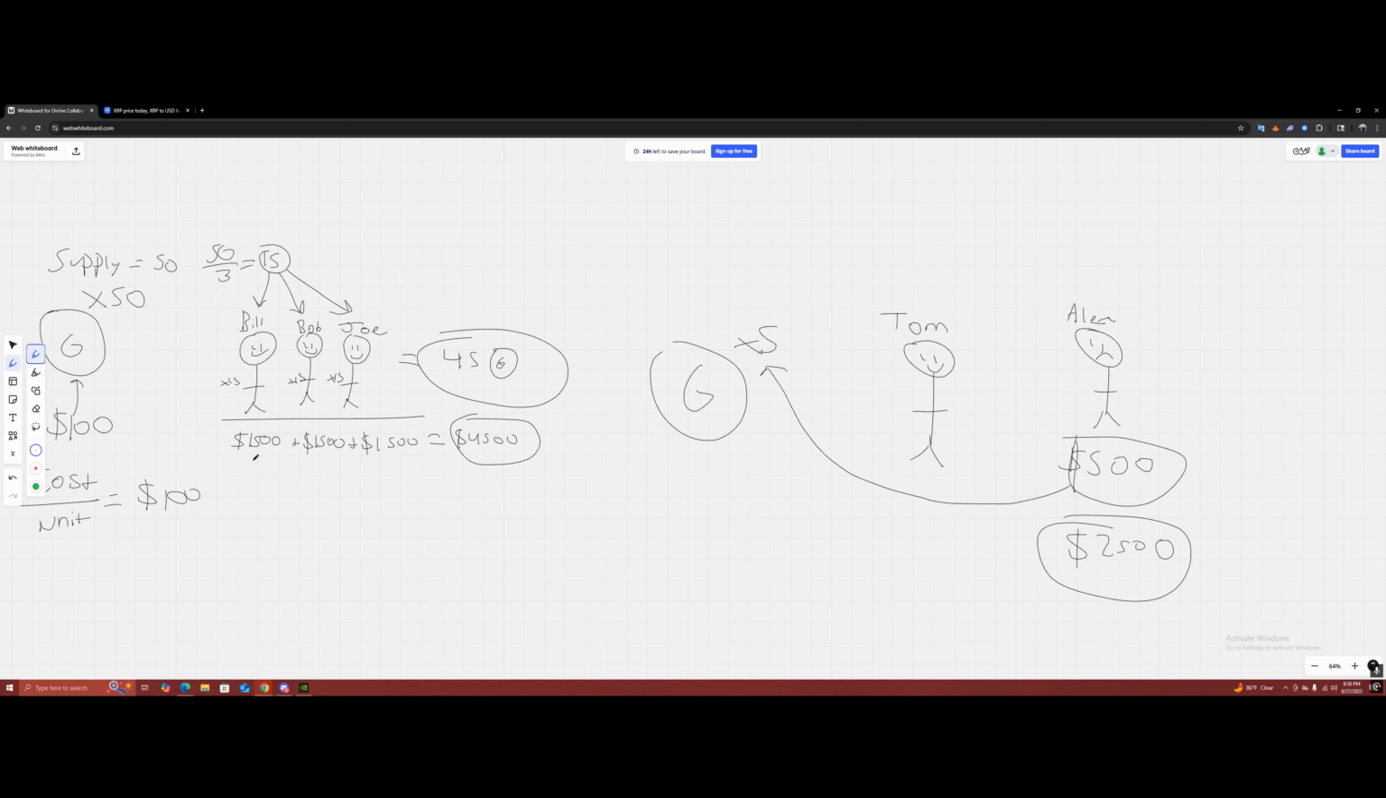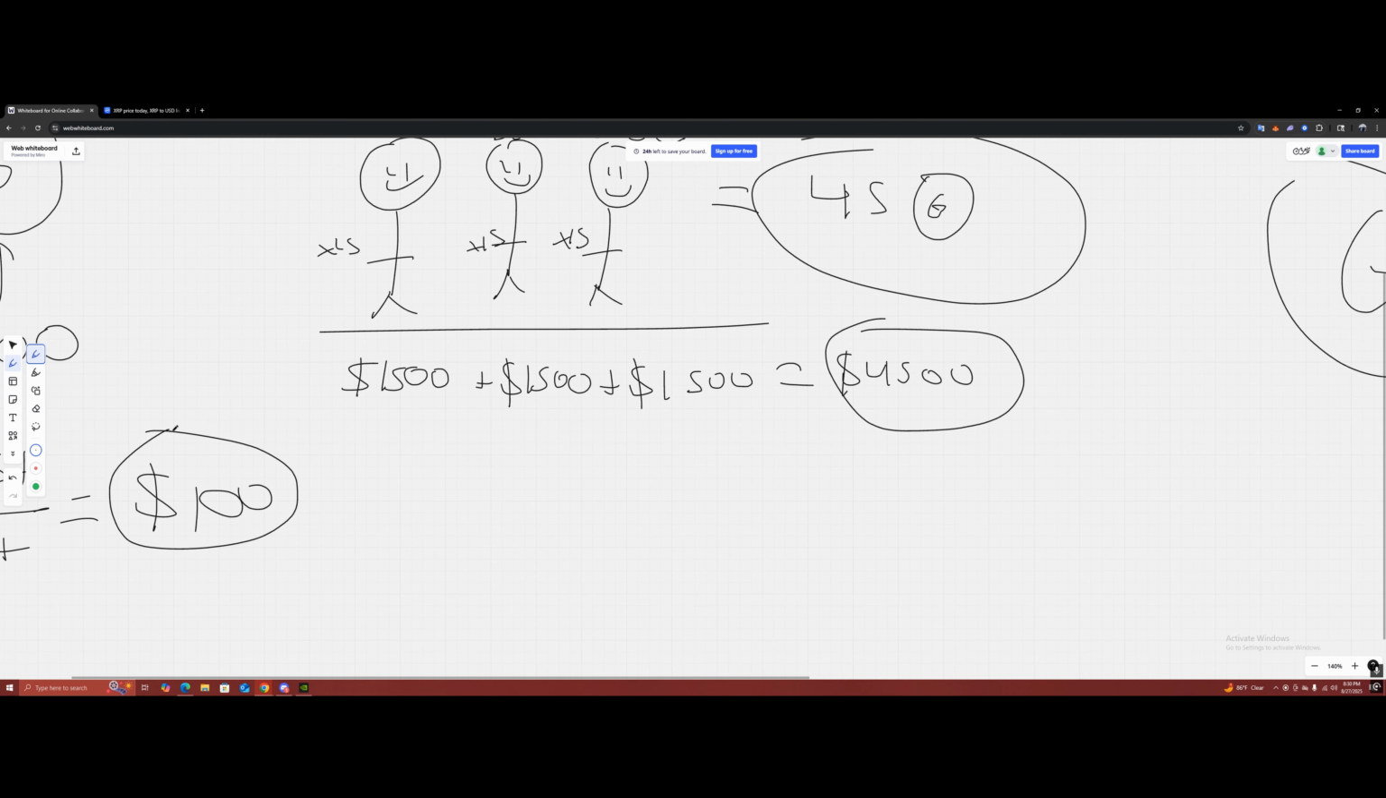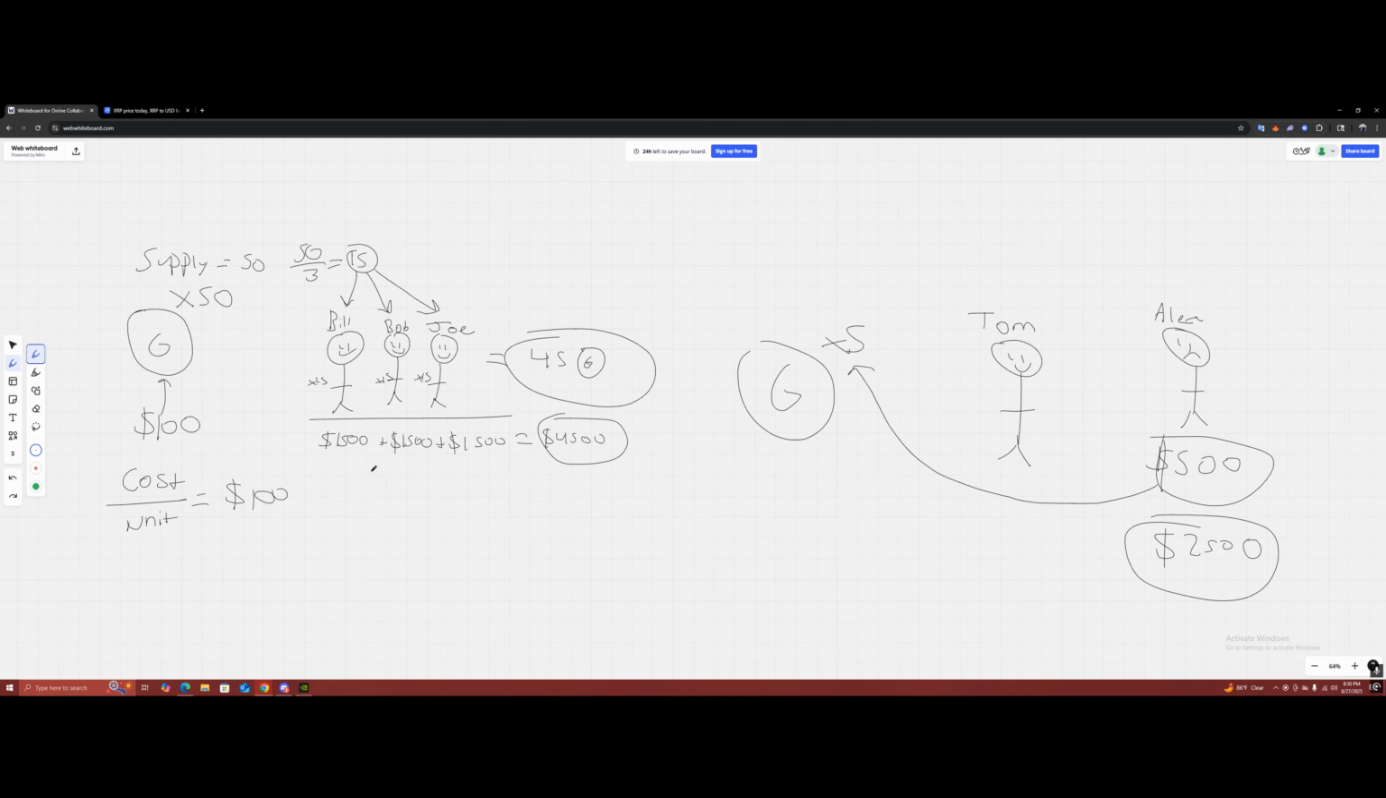Okay, so remember Billy, Bob, and Joe. They each got it for $1,500. Remember that? And they got 15 each. So now, because the last traded price is $500 per coin, because that was the last price it was bought at, Billy, Bob, and Joe's shares 5x'd because their entry price, which was $100, 5x'd.